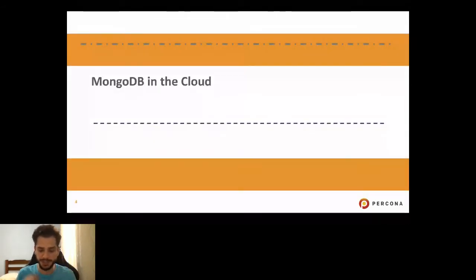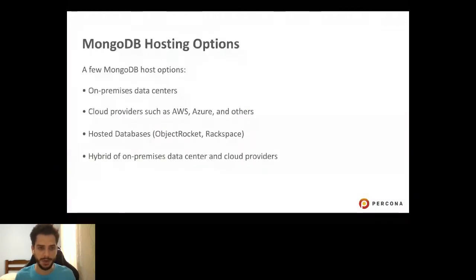Let's start with the presentation, and let's see a few items that we need to consider when moving MongoDB from your local data center or something like that to the cloud. As we know, there are a few options, like on-premises, cloud providers, hosted databases. We have Atlas. We have hybrid environments, which means that you can have part of your architecture locally in your data center and part in the cloud. You can have this kind of hybrid environment. So we have plenty of options to work with MongoDB nowadays.